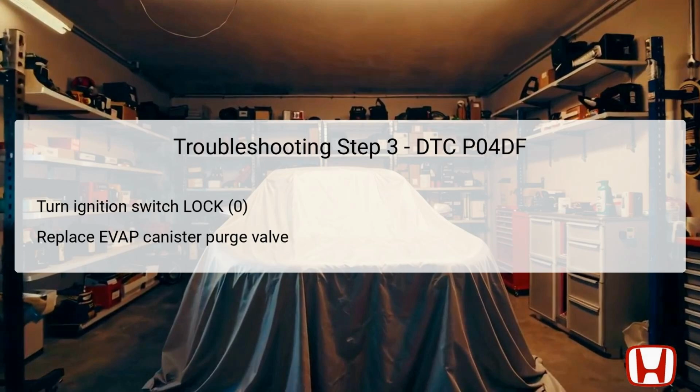This component plays a critical function in the flow of vapors from the EVAP canister to the engine and is a common failure point that can trigger the P04DF code. Replacing the valve can often rectify issues related to improper vapor flow. Care must be taken during the replacement process to ensure that the new valve is properly installed and securely connected. Following this replacement, the technician can move forward with further testing to ensure that the repair has resolved the issue.